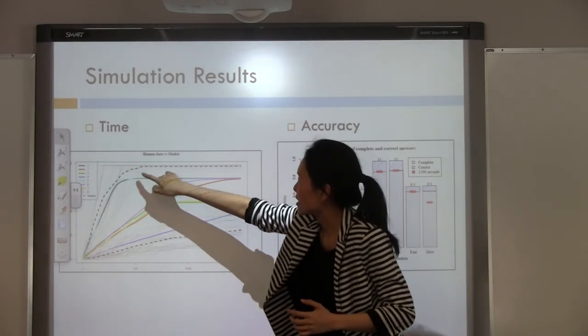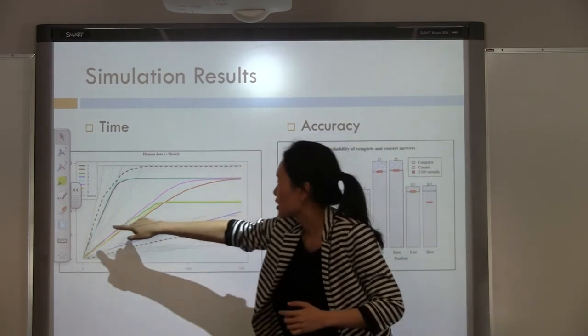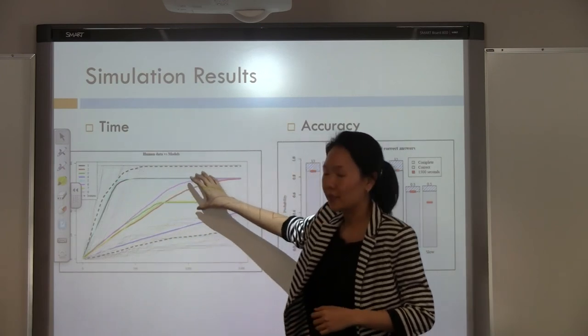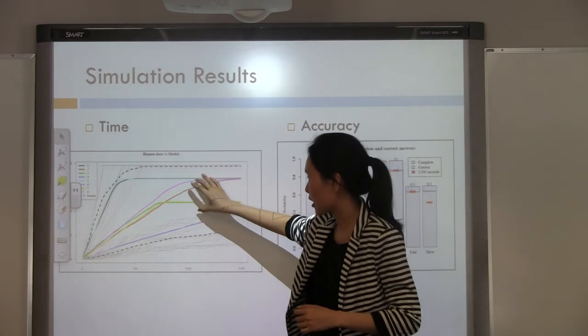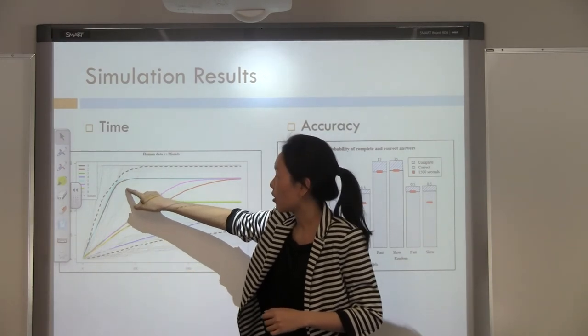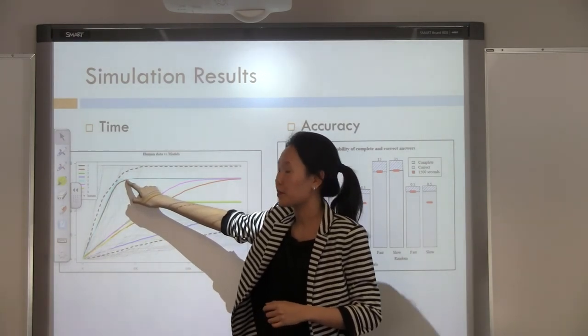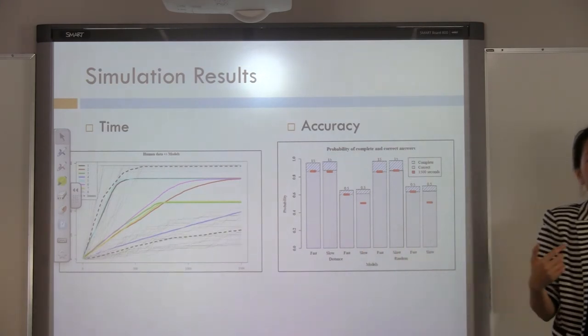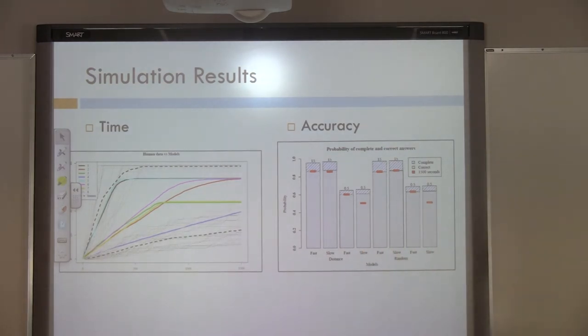These two lines are the human data: this line is the experts' data and this line is the novices' data. All the colors are the results from the models for the times. These two lines are models 1 and 5. All the skills are the same except the strategies, and they produce the same result for both time and accuracy. So we found that only the retrieval parameters have a significant impact and differentiate between those models.